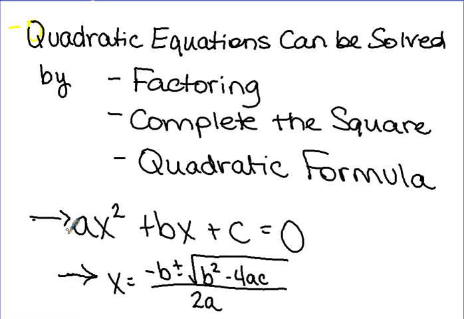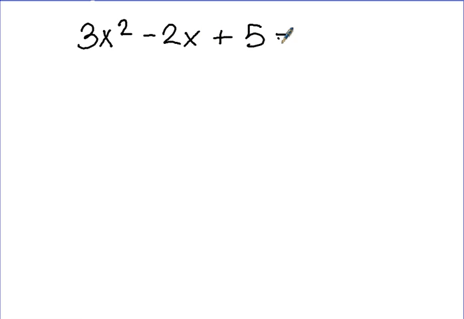All right, let's do an example so you can see what I'm talking about, and then we'll keep working our way through this. I'm going to give you a quadratic equation. We have 3x squared minus 2x plus 5 equals 0.